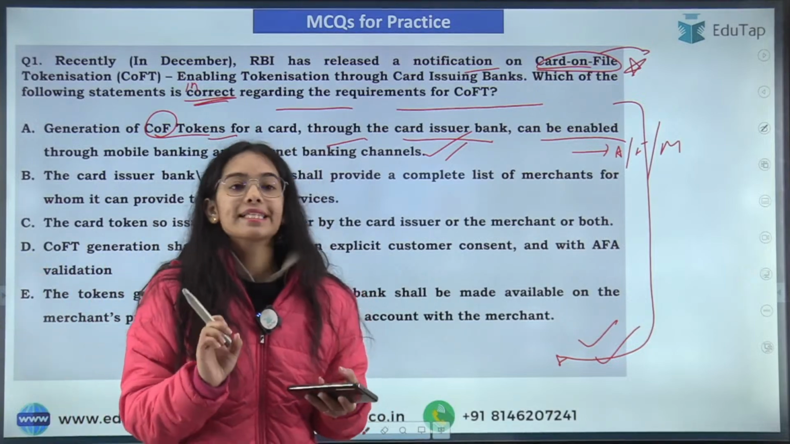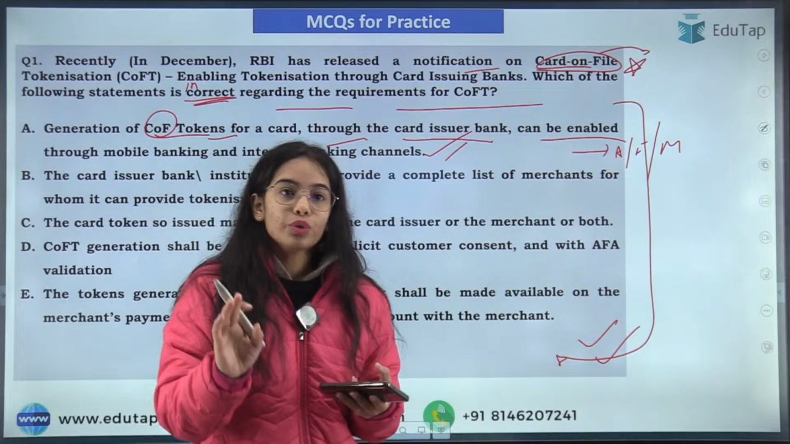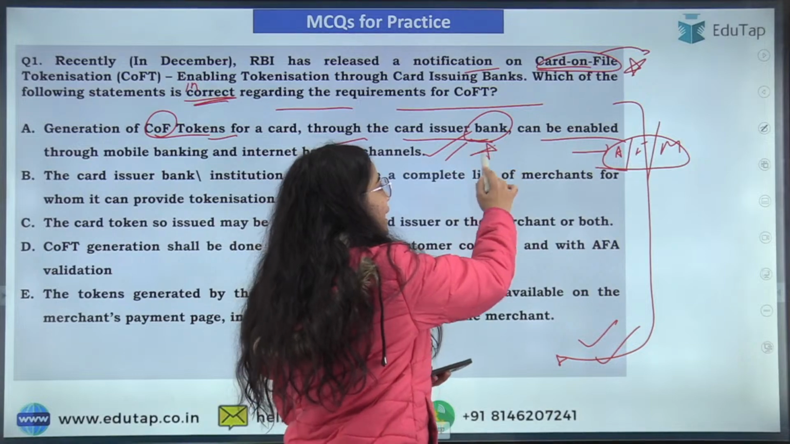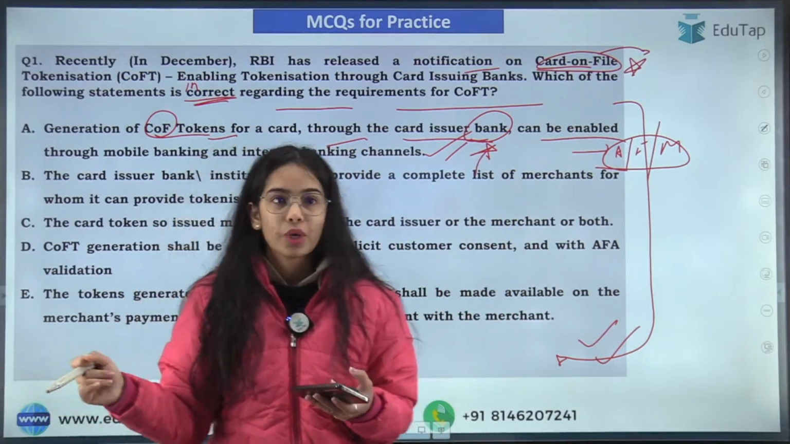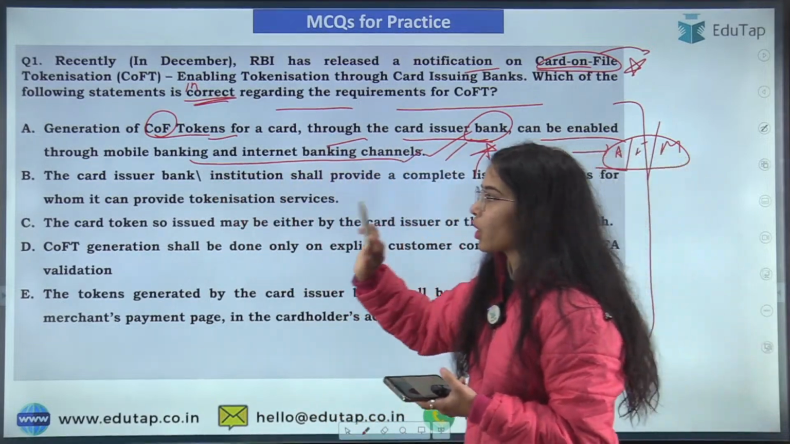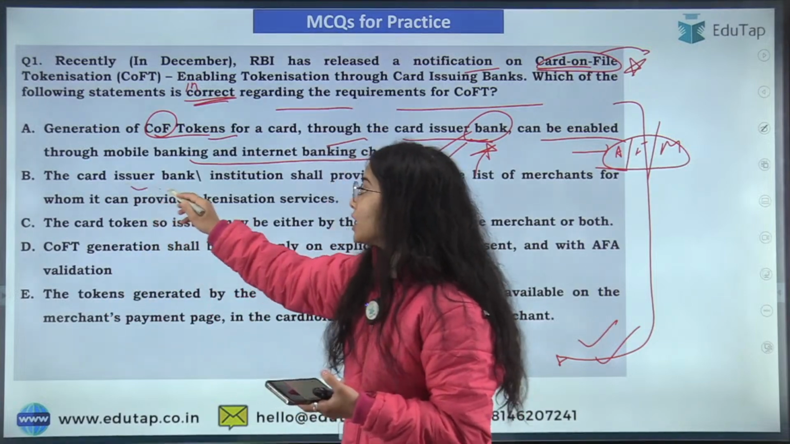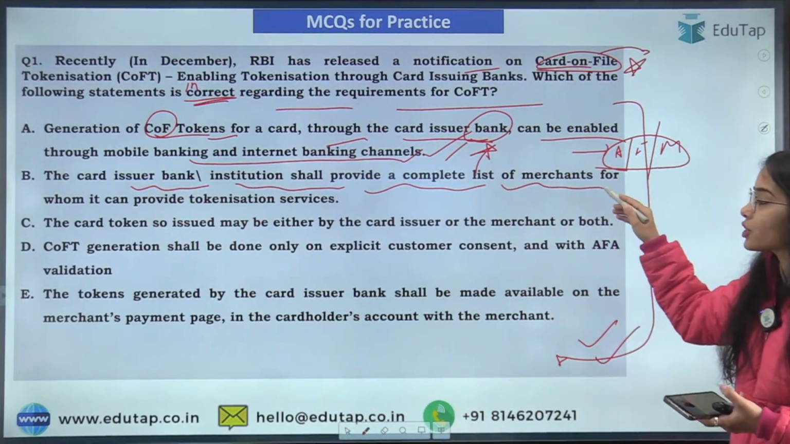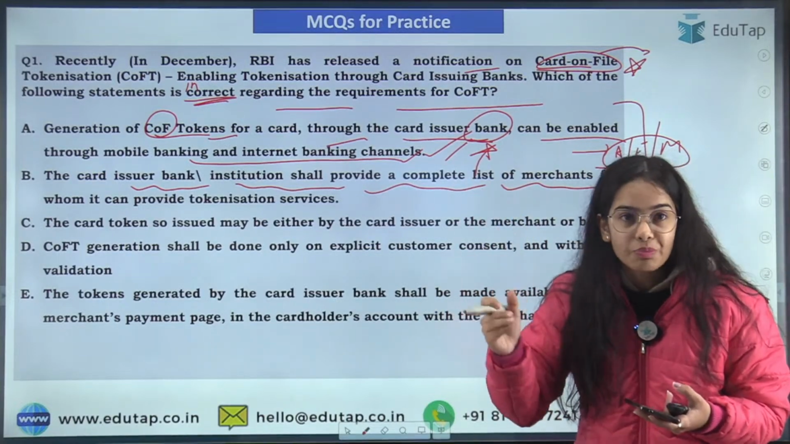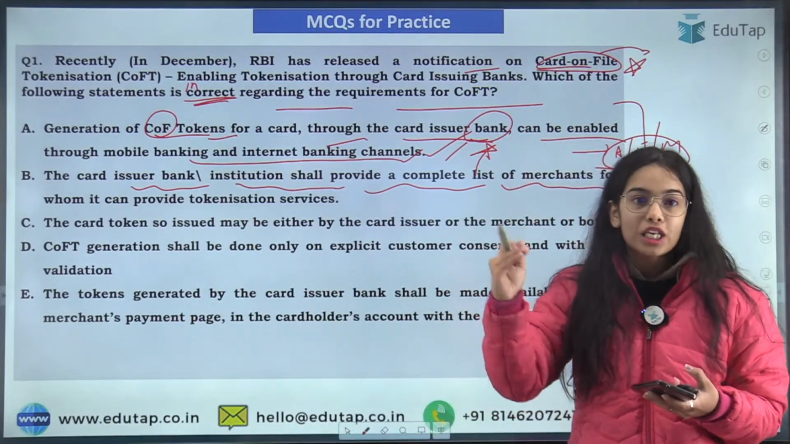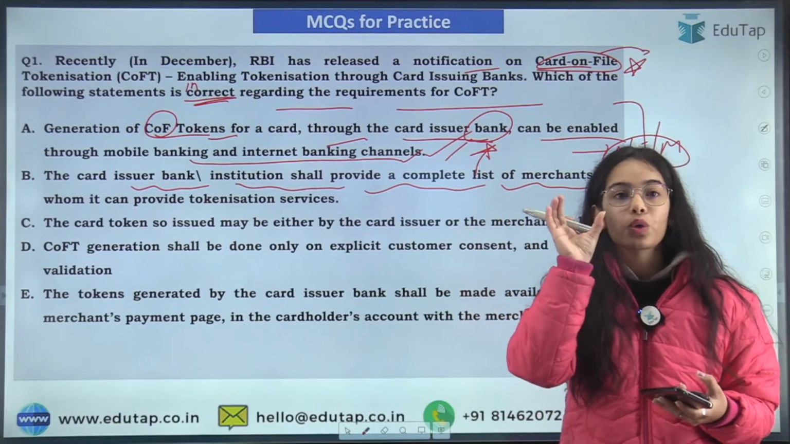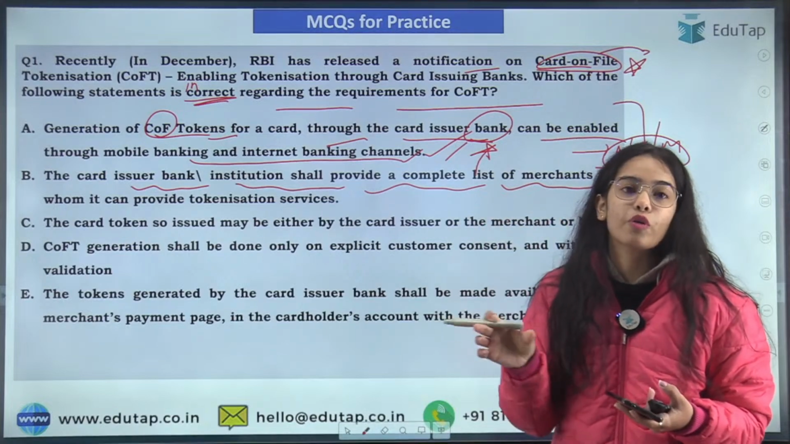Now the RBI has said that you do not have to go to the merchant. You can go directly to the bank and get the token for different merchants. Through mobile banking and internet banking channels, you can generate the token now. The card issuer bank or institution shall provide a complete list of merchants to tokenize the card details. That is correct. Now you choose for which merchants you want to tokenize your card, and for each merchant a different token will be provided for the same card number.